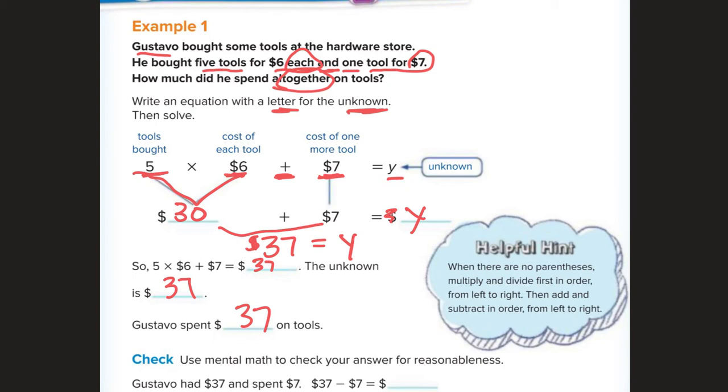So we can use mental math to check for reasonableness. If I start at my finish line, 37, and I spend 7, I would be back to 30. And then if I take 30 divided by 5, I would get 6. So $6 each. So yes, we did some good work here.